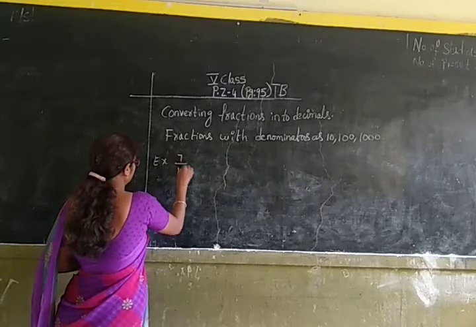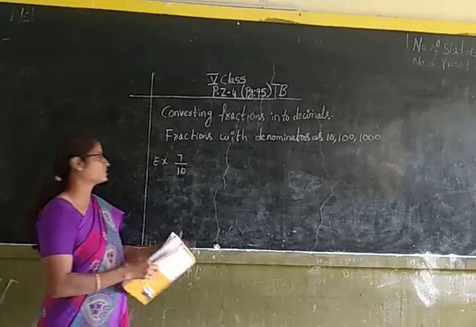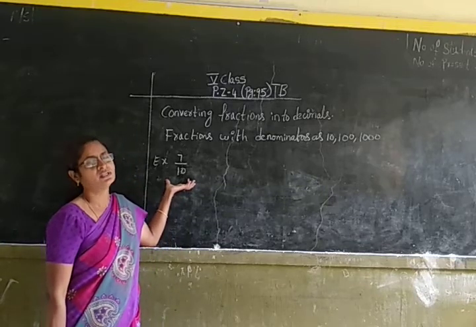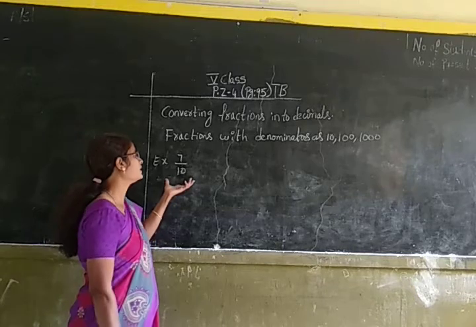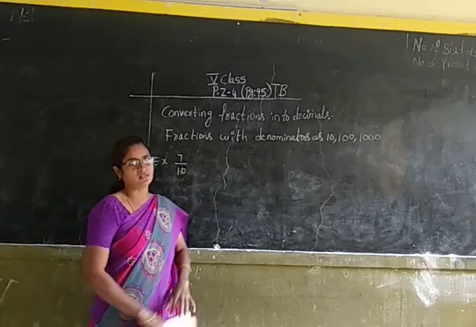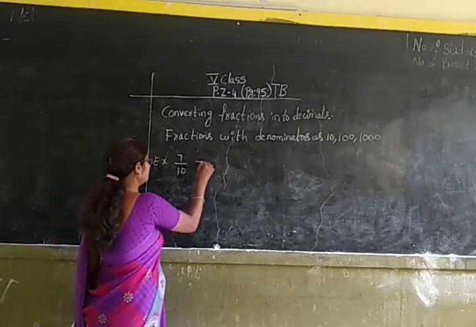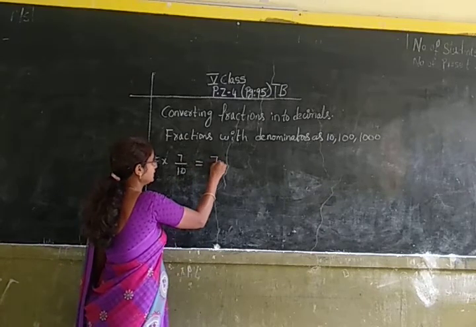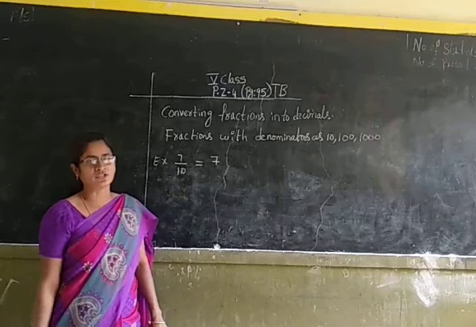7 by 10. Okay, children, 7 by 10 is a fraction with denominator 10. Now, let us convert this fraction into decimals. First, let us write down the numerator. Here the numerator is 7.